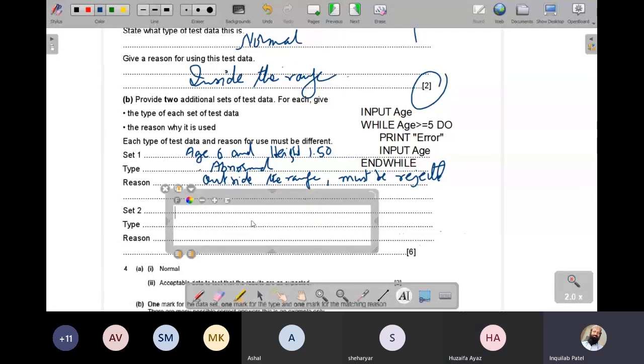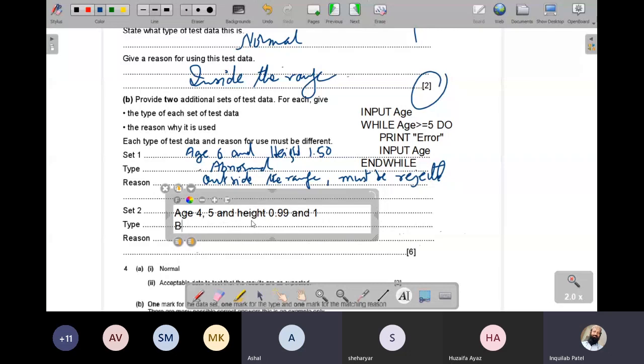What we say? Yes, age 4, 5 and height 0.99, 99 and 1. Boundary data, right? Sir, will you explain the reason for boundary data again? Yes, age 4 will be accepted and 5 will be rejected.